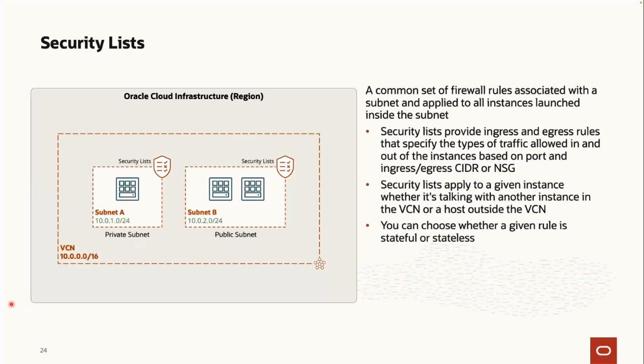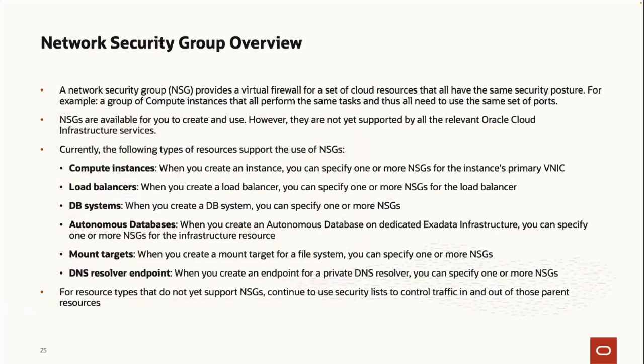And subnets will be associated with security lists here, and essentially security lists are stateful. Stateful means what we allow in, we must explicitly allow out also. So we have ingress and egress components to the VCN security list in this case. However, on the other hand, security groups apply to VNICs of resources deployed within OCI, which are used for a group of nodes or group of VNICs with the same type of security. Thus, they can be grouped into a network security group. And currently, compute instances, load balancers, database systems, ADB, mount targets, and DNS resolver endpoints support the use of a network security group, or NSG.